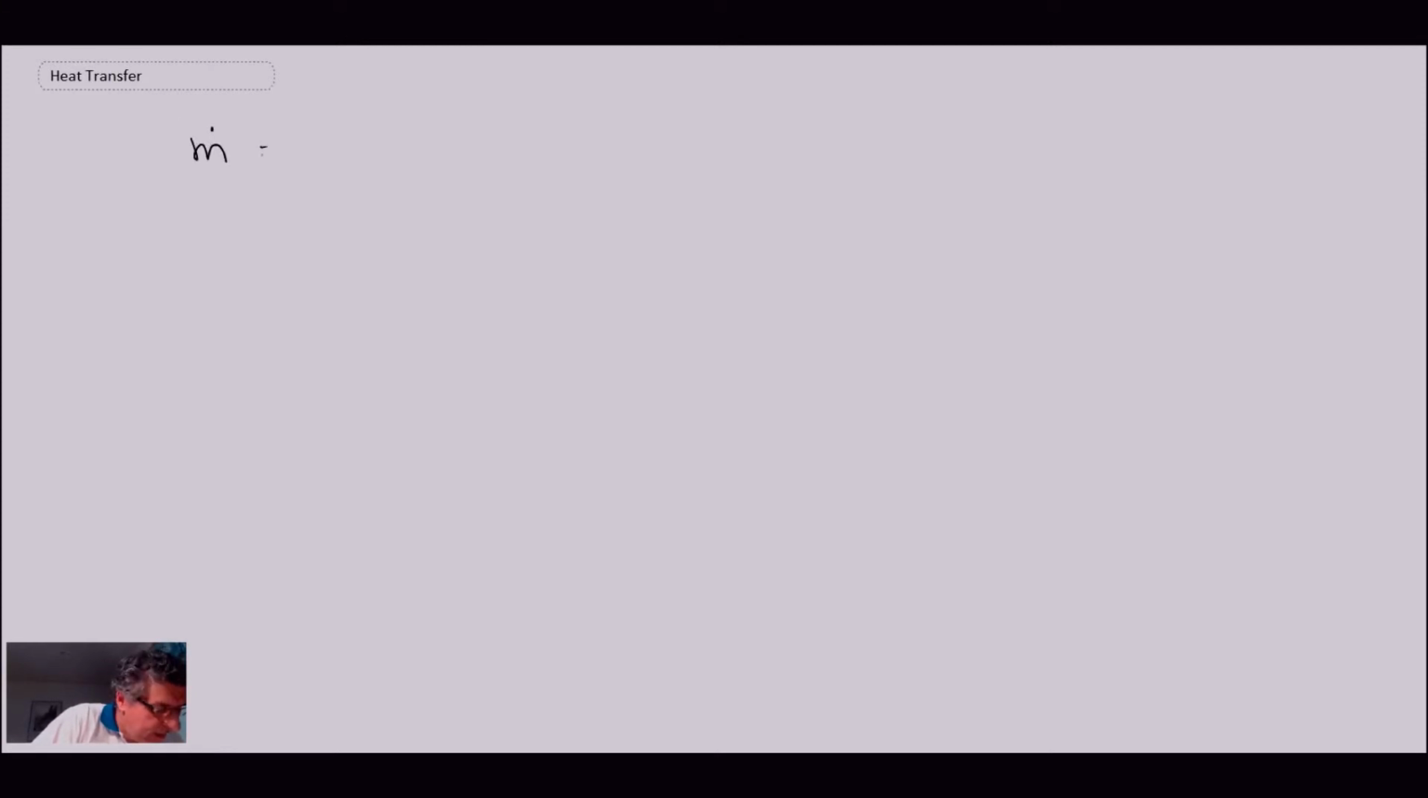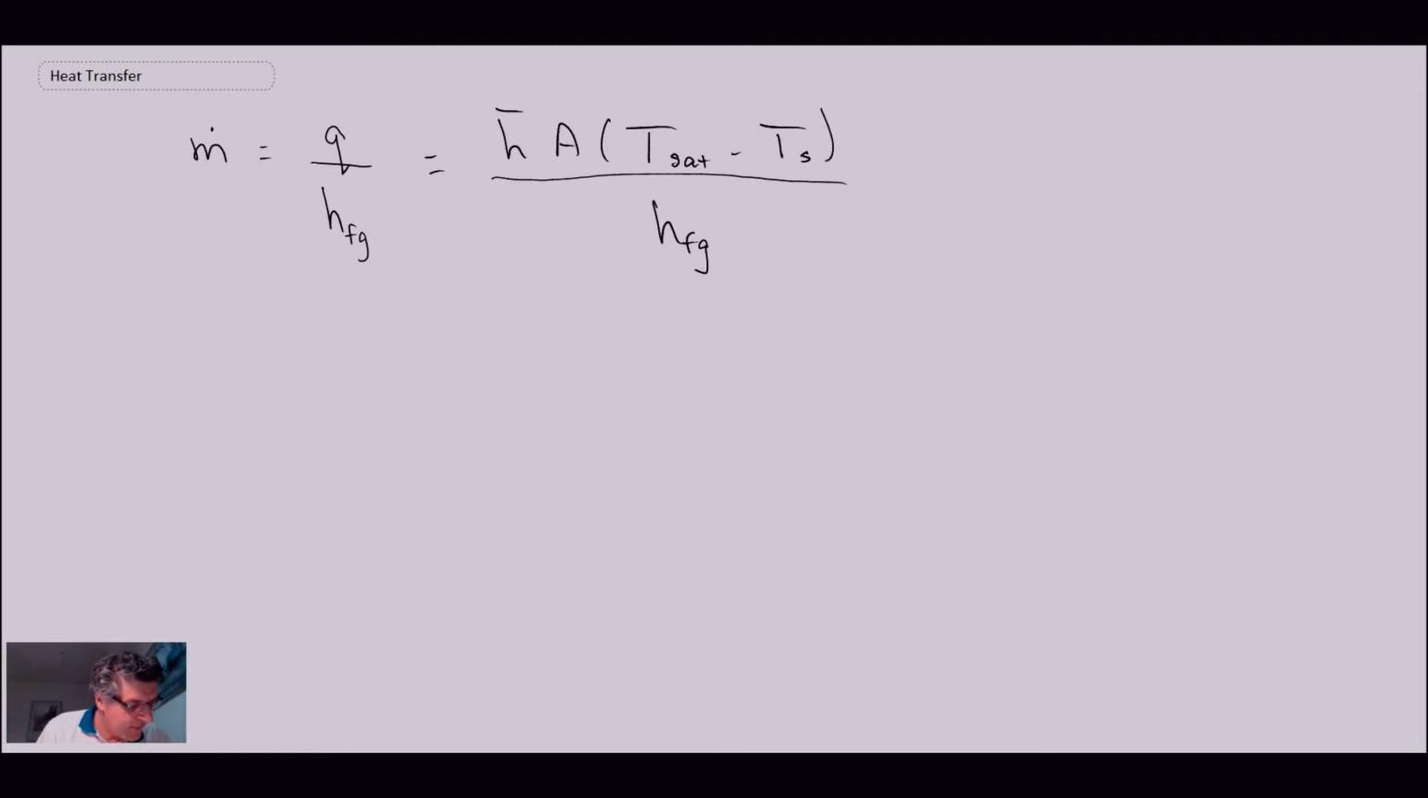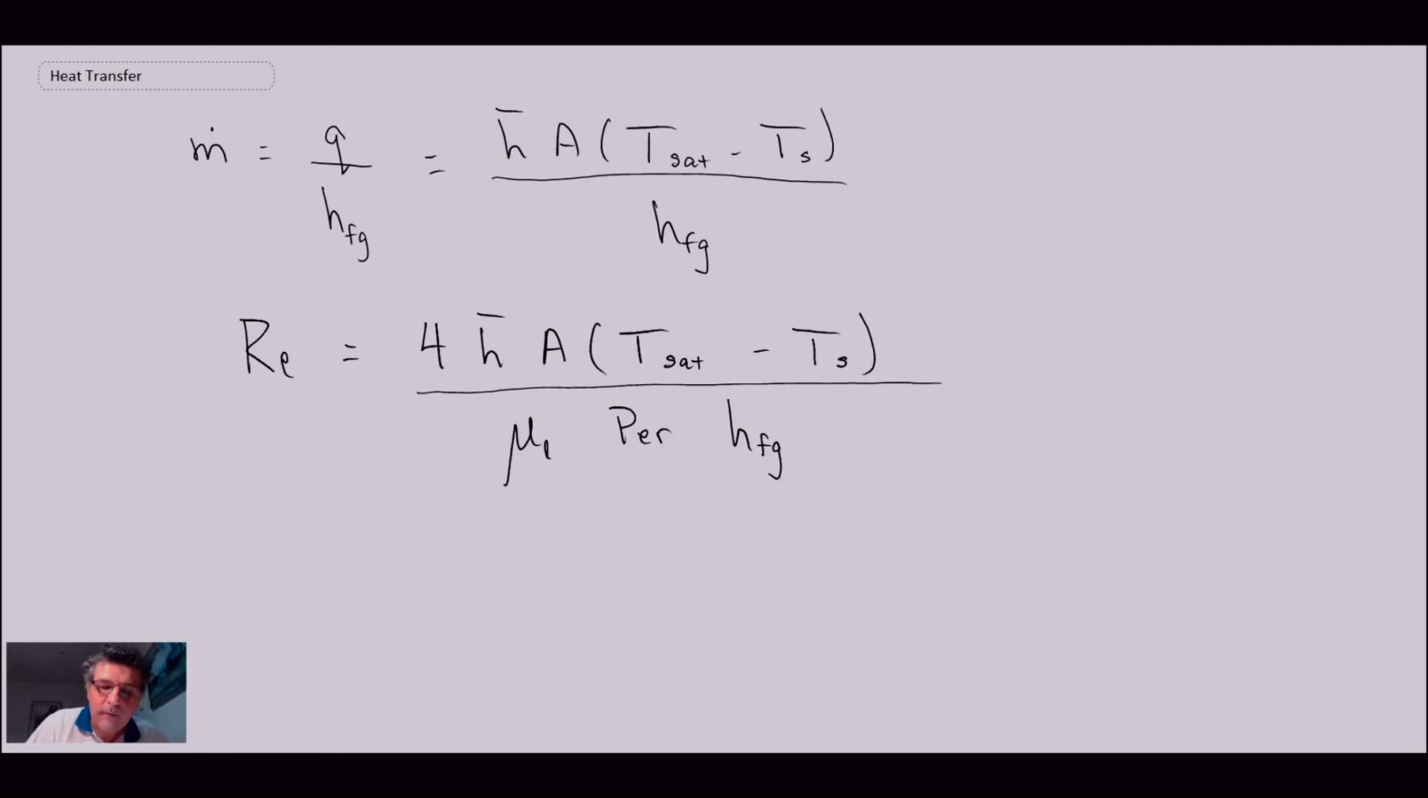So this here, what I'm writing, is one of the important equations that you're going to be using. It's going to be heat transfer divided by the heat of vaporization. And we said heat transfer through Newton's law, we know that it's this, divided by h_fg. And when we plug in the mass flow rate, we get a new Reynolds number. So that becomes another form of the Reynolds number that we can use.